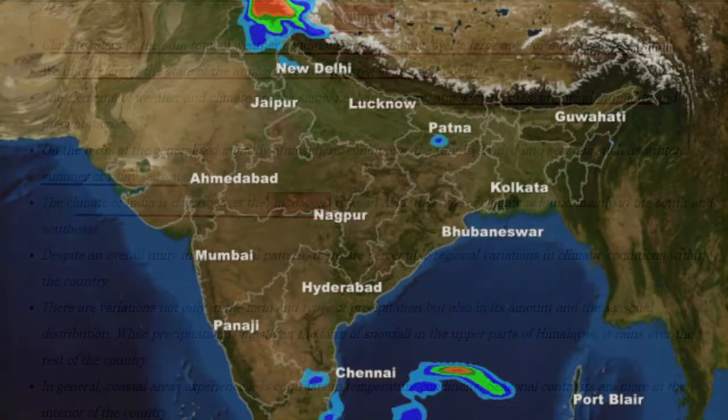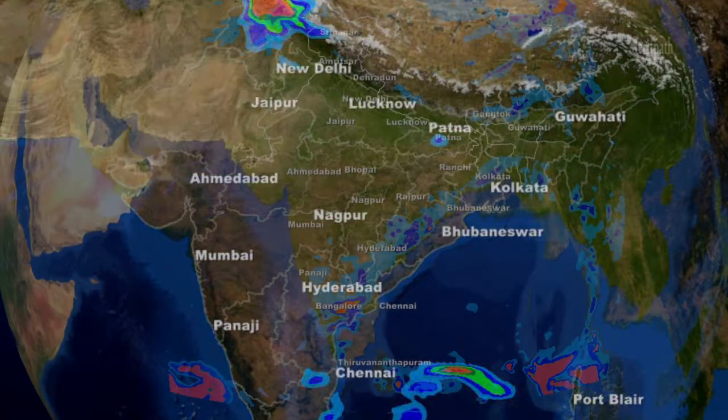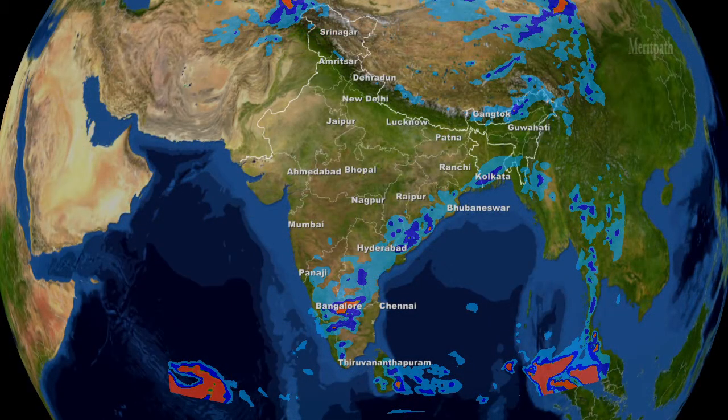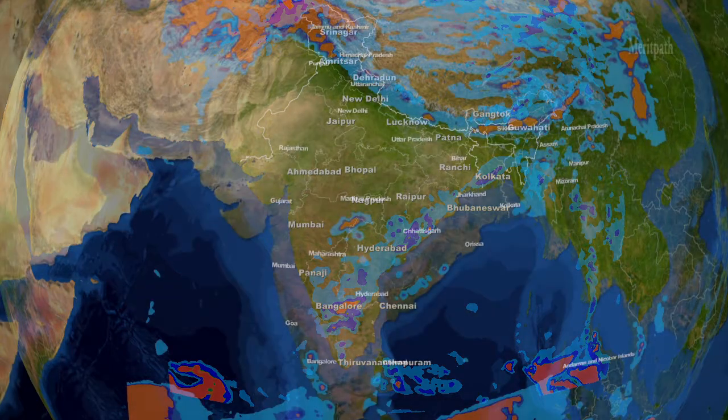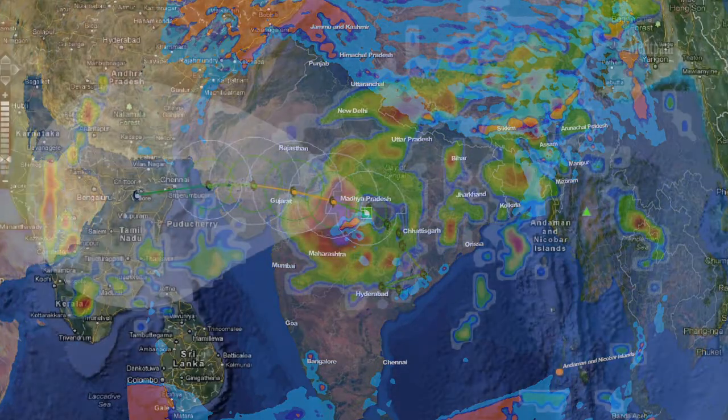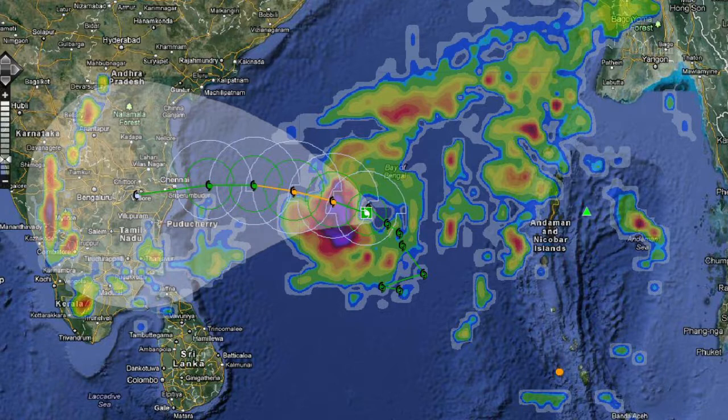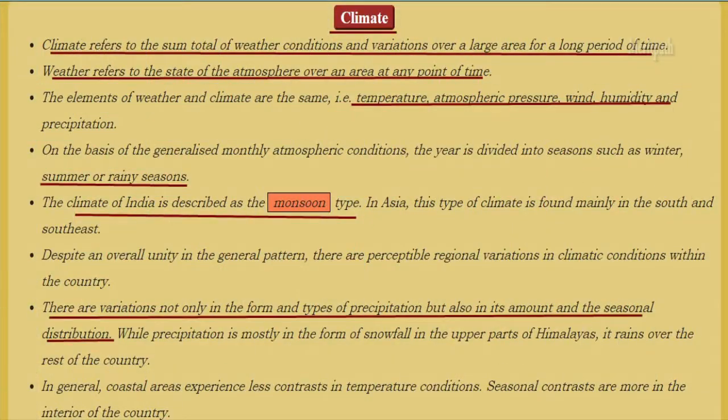Climate of India is described as a monsoon type, and in Asia, this type of climate is mainly found in south and southeast regions. Despite an overall unity in the general pattern, there are perceptible regional variations in climatic conditions within the country. So there are variations not only in the form and types of precipitation, but also in amount and seasonal distribution. Precipitation is mostly in the form of snowfall in the upper part of the Himalayas. It rains over the rest of the country.